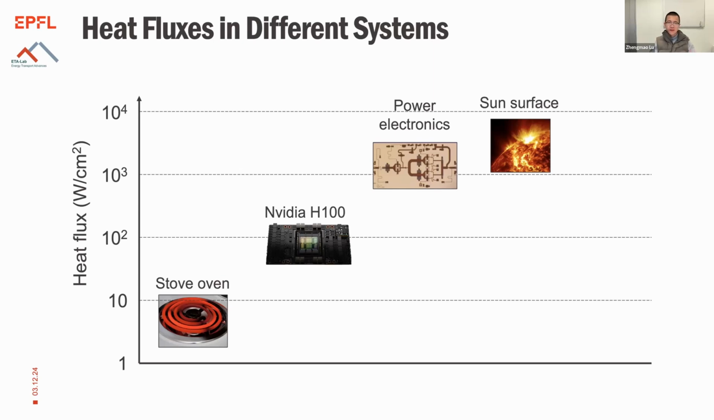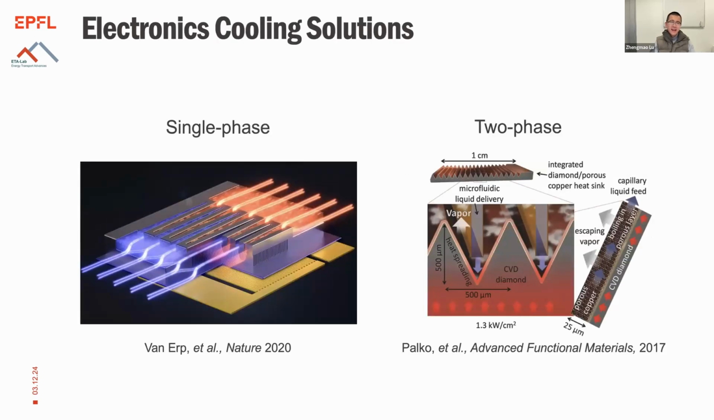So to summarize, the two things that we care about are, one, the maximum heat flux that you can dissipate, and two, how efficiently you can do that, or what's the heat transfer coefficient. And in the community, there are two types of cooling solutions people are pursuing.